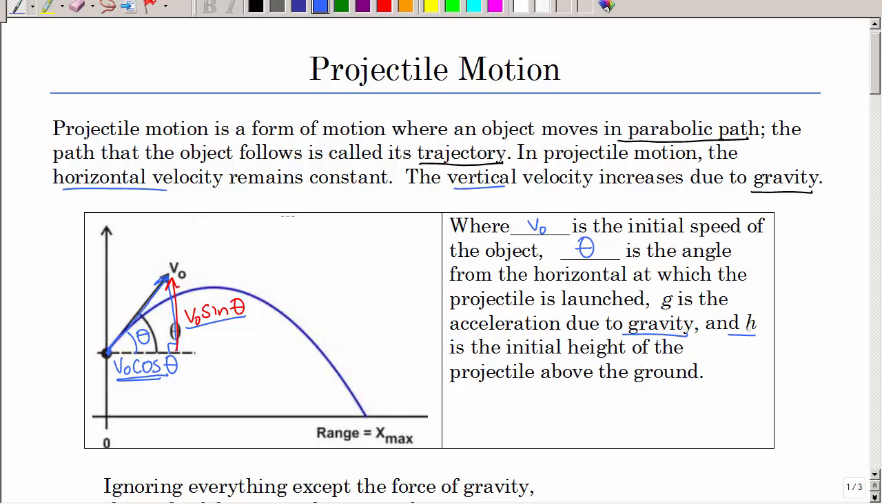We're also going to use the letter h as the initial height above the ground. Sometimes we launch things from the ground, like kicking a football or a soccer ball, whereas we might be launching something from higher up, like a bow and arrow, pulling that back, or hitting a ball in midair with a baseball bat, launching something from a cannon, all types of situations.